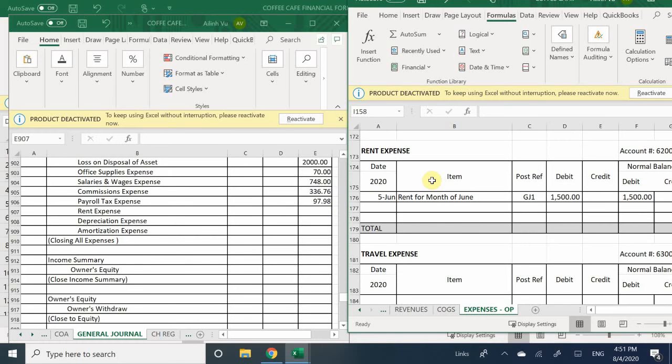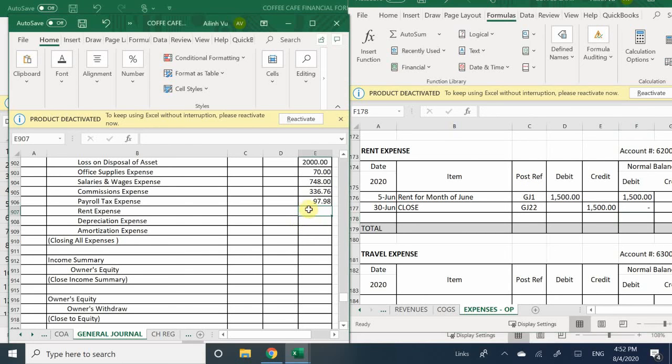And then lastly, rent expense right here is for $1,500. So we're going to go ahead and close that out for $1,500. Okay, so we're going to zero that out for $1,500.